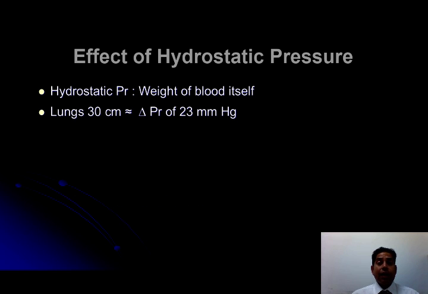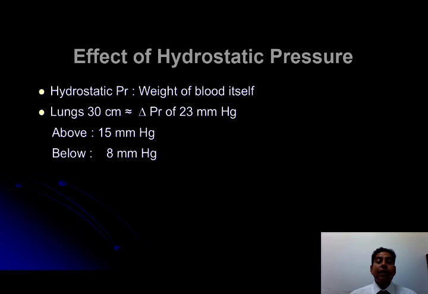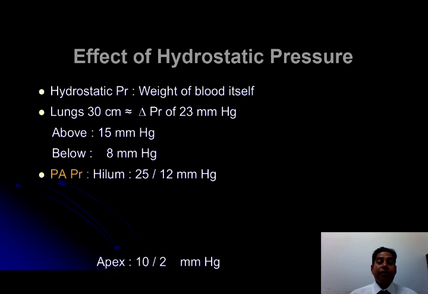So if you see the lung, it is around 30 centimeters tall, and there's a difference in pressure of about 23 millimeters. If you look at 15 millimeters above the hilum, it is 15 millimeters high. Below it is 8 millimeters. So we are looking at the pressure in the pulmonary artery at the hilum, which is 25.